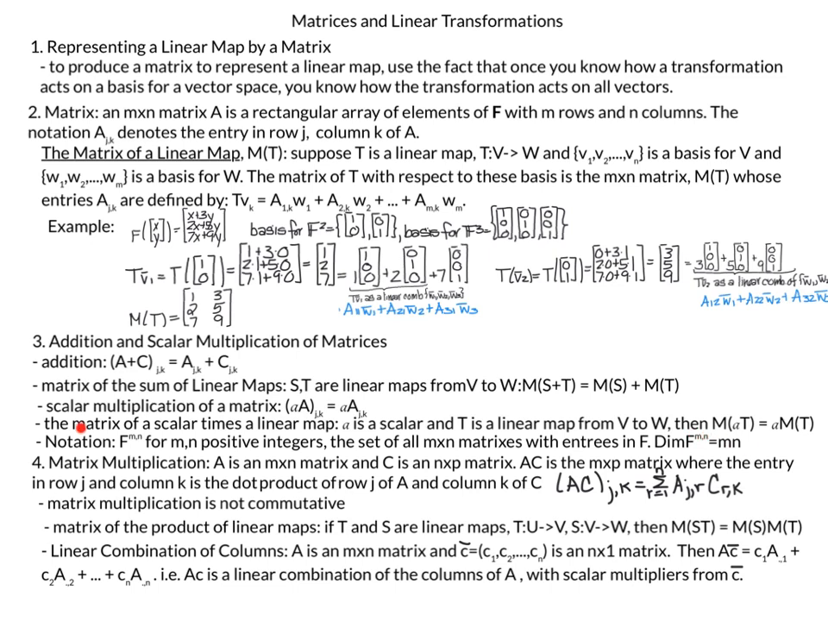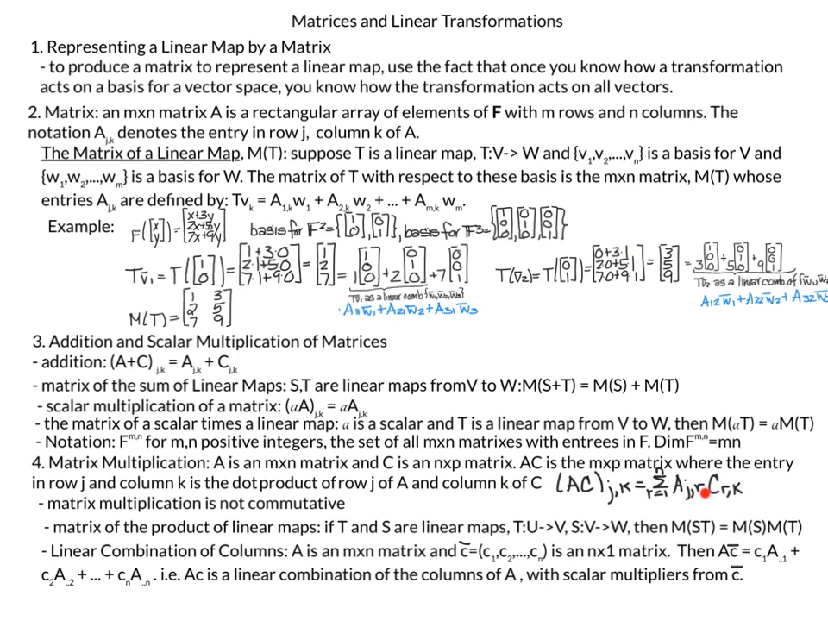And finally, we will talk about matrix multiplication. Again, I think you've probably seen this by now. A is an M by N matrix, and C is an N by P matrix. So AC is the M by P matrix. Remember, the N in A needs to match the N in C, and they sort of cancel out to give you an M by P matrix, where the entry in row J and column K is the dot product of row J of A and column K of C.